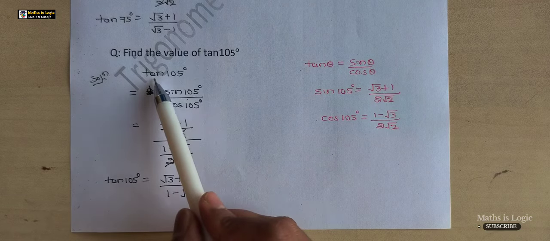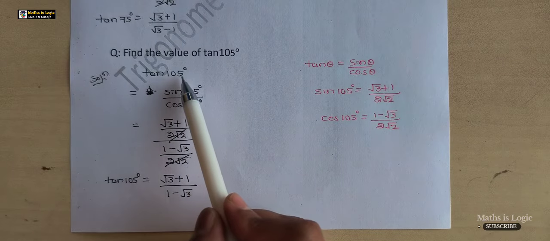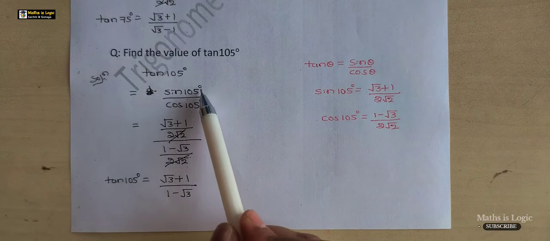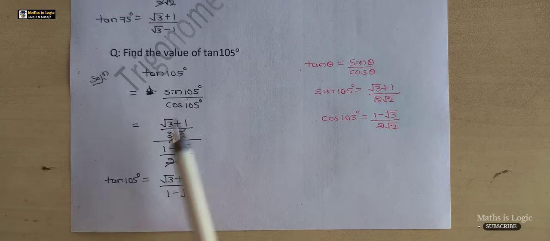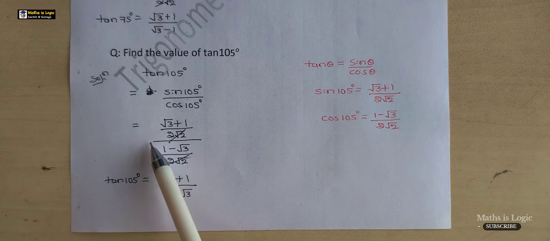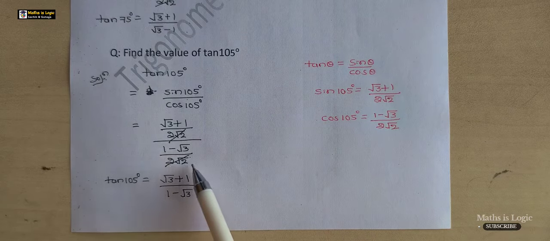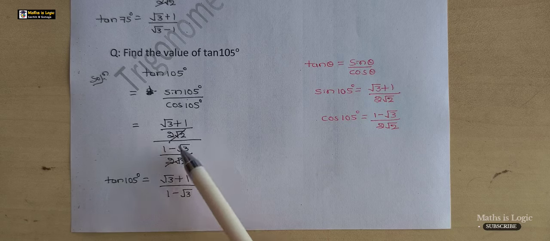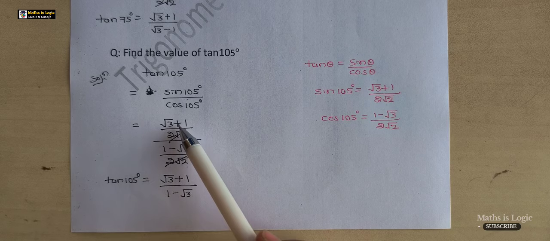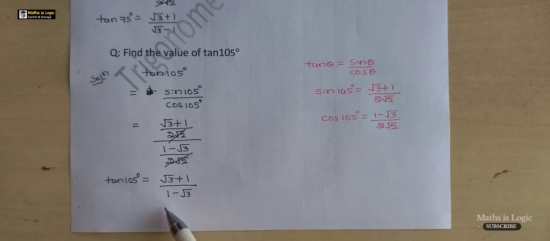So tan 105, apply the formula, sin theta divided by cos theta. So tan 105 degree becomes sin 105 degree divided by cos 105 degree. Substitute sin 105, that is root 3 plus 1 divided by 2 root 2, divided by the cos 105 degree value, 1 minus root 3 divided by 2 root 2. So that time 2 root 2 is going to get cancelled. What is the remaining value in the numerator? Root 3 plus 1. What is the remaining value in the denominator? 1 minus root 3. So this is the value of tan 105 degree.